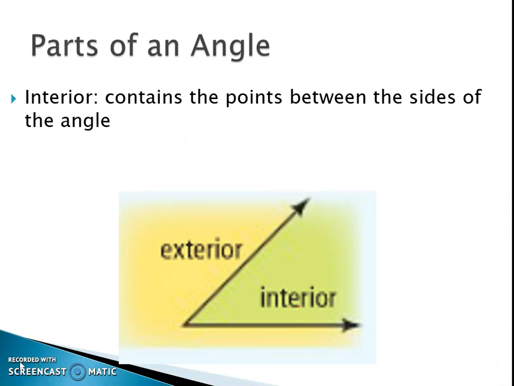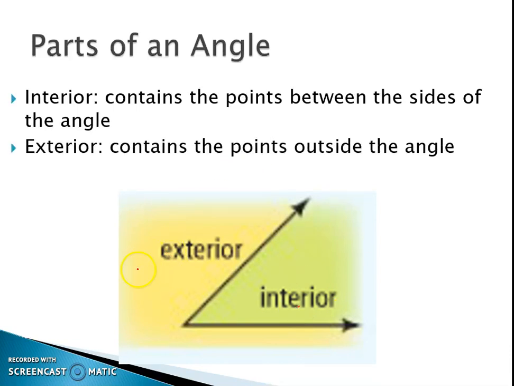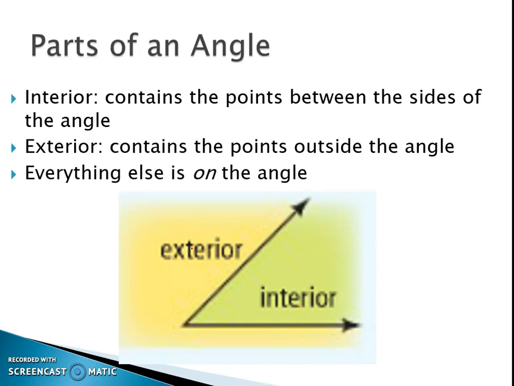There are some parts of an angle. The interior contains the points between the sides of an angle, so inside is the interior. The exterior contains the points outside the angle. Everything else is on the angle.